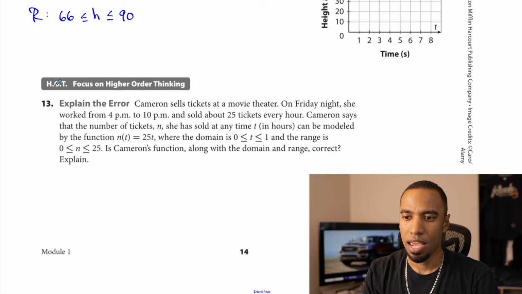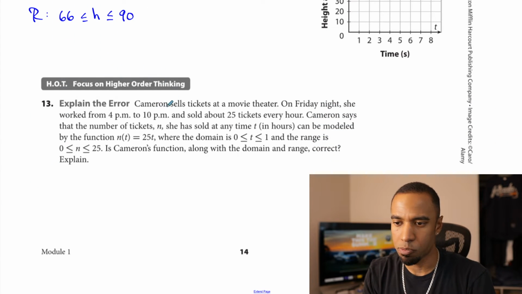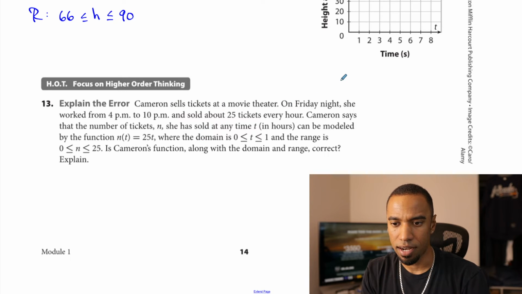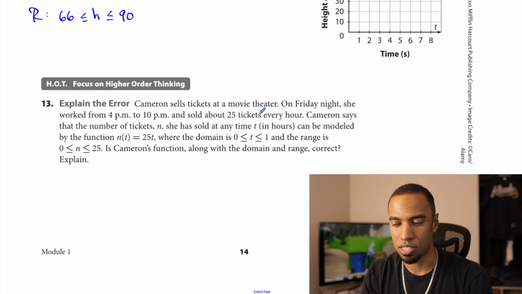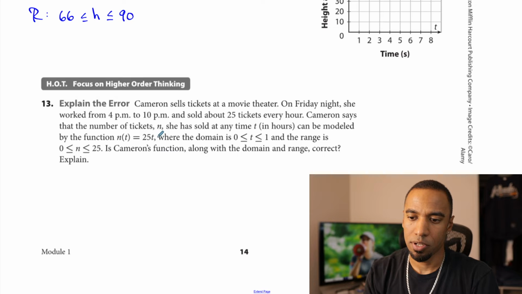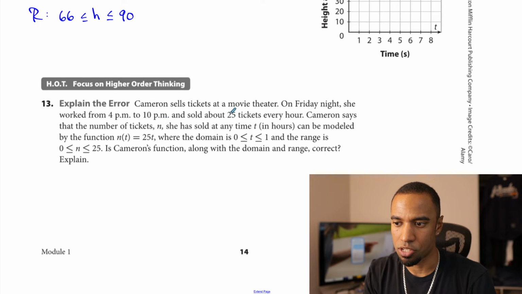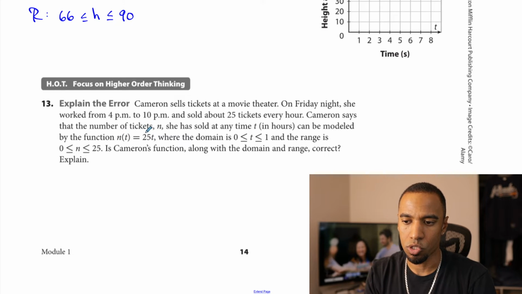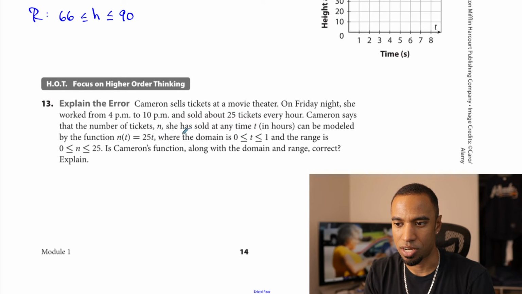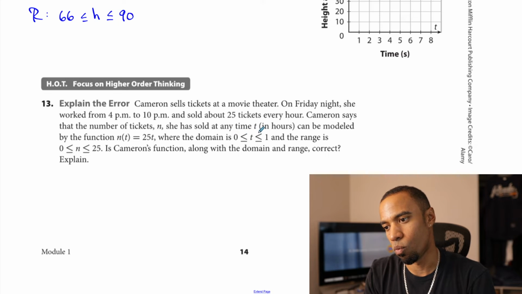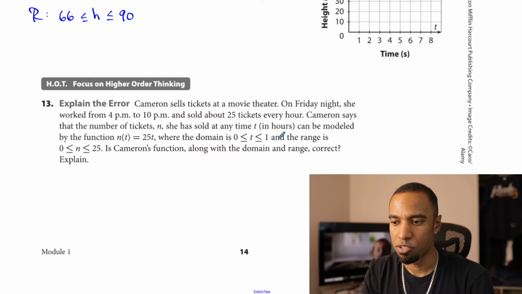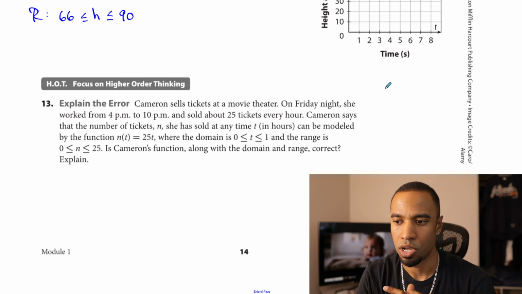All right. HOT, higher order thinking, focus on it. Explain the error. Here we go. Cameron sells tickets at a movie theater. On Friday night, she worked from 4 p.m. to 10 p.m. and sold about 25 tickets every hour. Cameron says that the number of tickets n she has sold at any time t in hours can be modeled by the function n of t equals 25t, so 25 tickets an hour, where the domain is 0 to 1 in t and the range is 0 to 25. Is Cameron's function along with the domain and range correct?